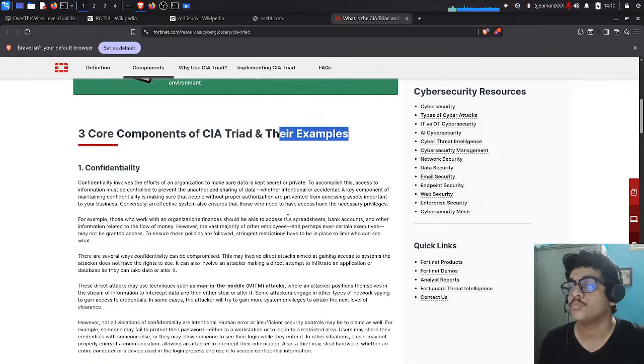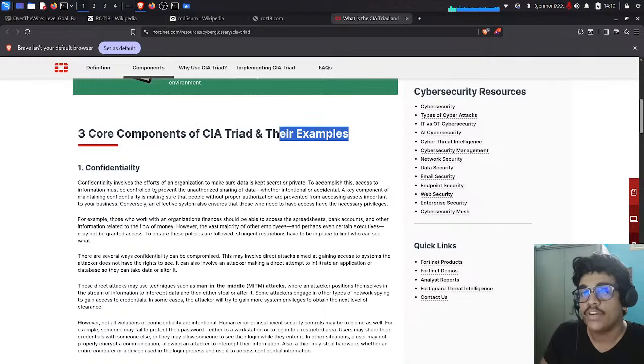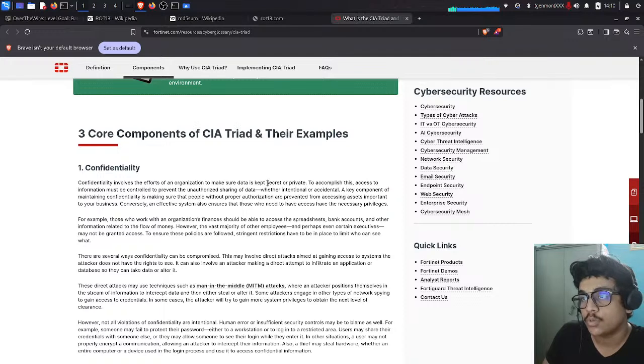Okay, let's move to the CIA triad. So first is confidentiality. Confidentiality involves the efforts of an organization to make sure that data is kept secret and private. To accomplish this, access to information must be controlled to prevent the unauthorized sharing of data, whether intentional or accidental, by any unauthorized parties.